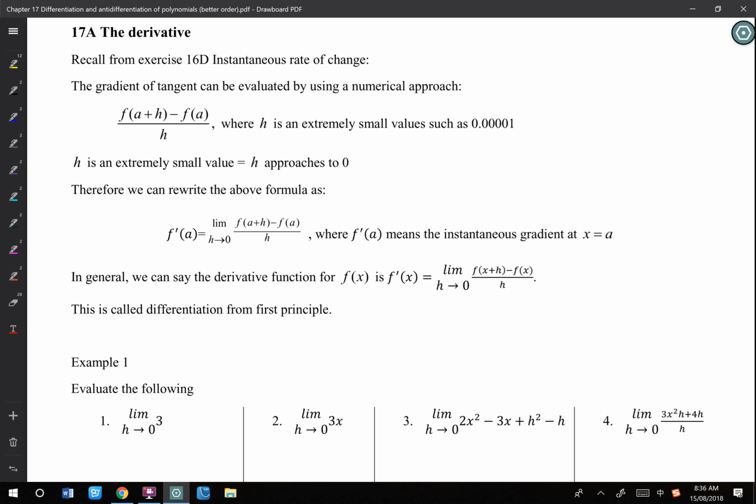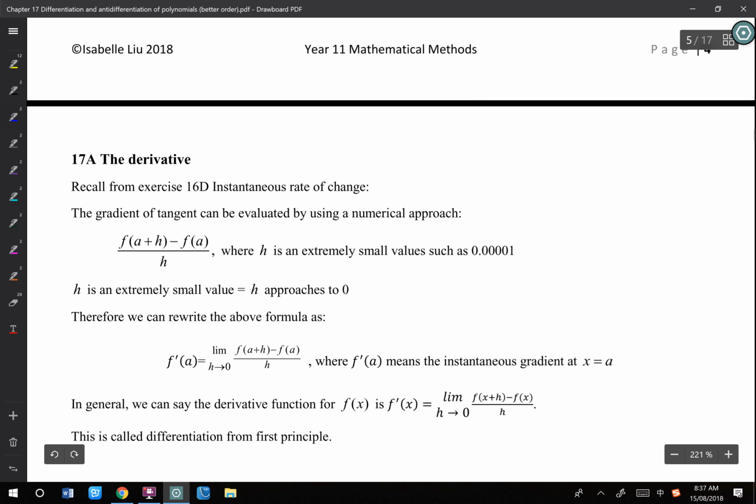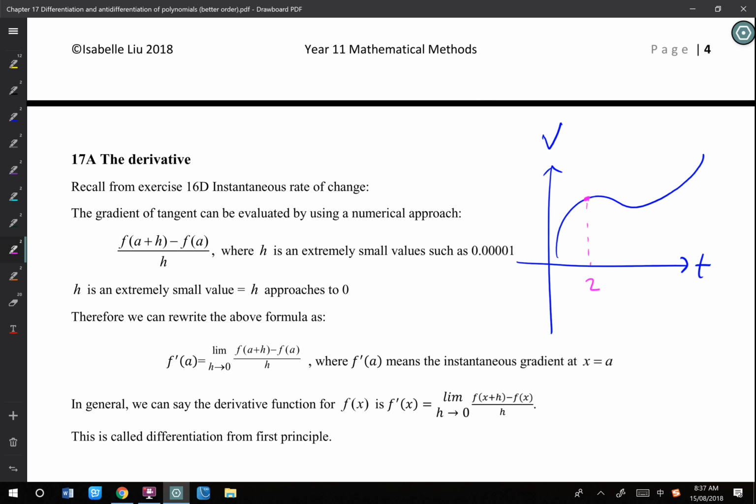But when the relation is not linear, normally it's a curve. So the instantaneous rate of change is represented by the gradient of the tangent at any point. For example, I have a relation like this, and I can say that's a VT graph. That's how my velocity and time change. For example, I want to find, at time equals 2, how quickly the velocity is changing with time. So I can draw a tangent at that point.